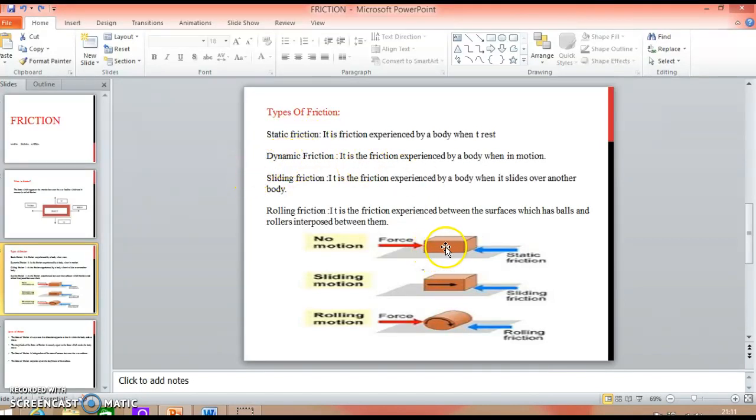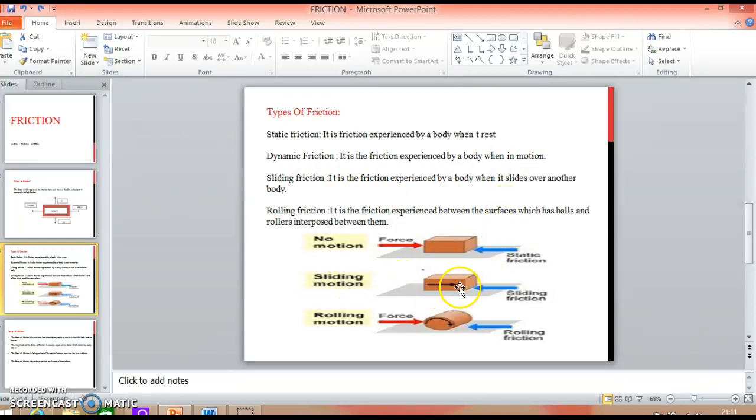Here it is a static friction, this is the object, there is no motion, but there is a force acting on this body. For this force, an equal and opposite force acts, the static friction. And dynamic friction. Dynamic friction means the friction force experienced by a body when it is in motion. And sliding friction. Sliding friction is in motion.